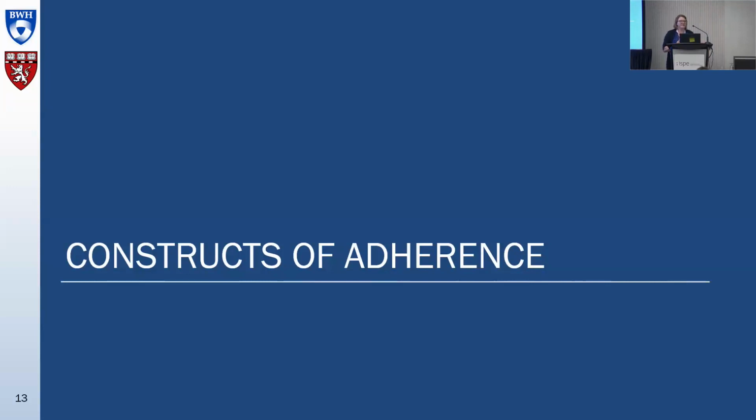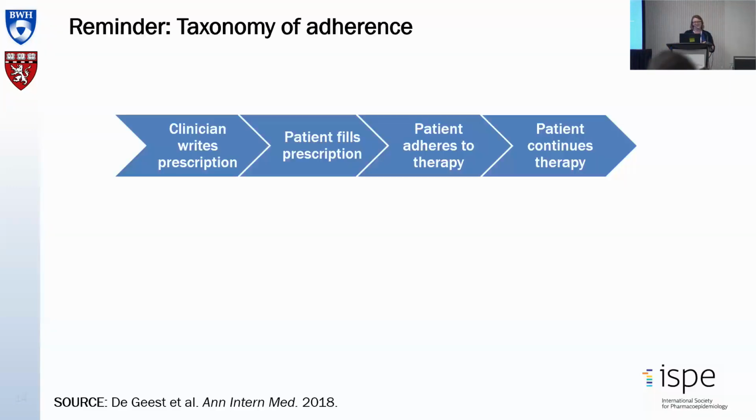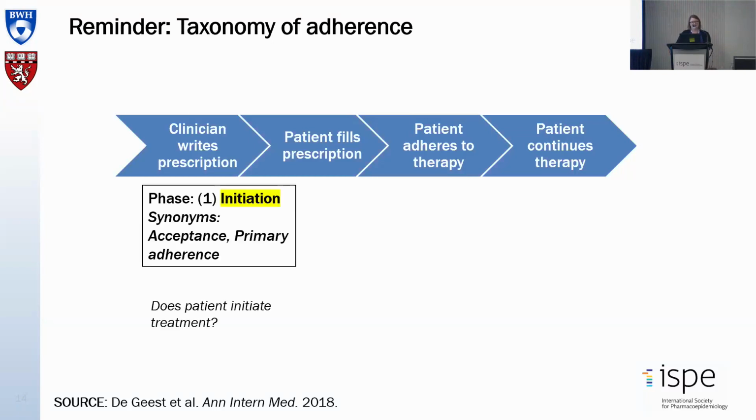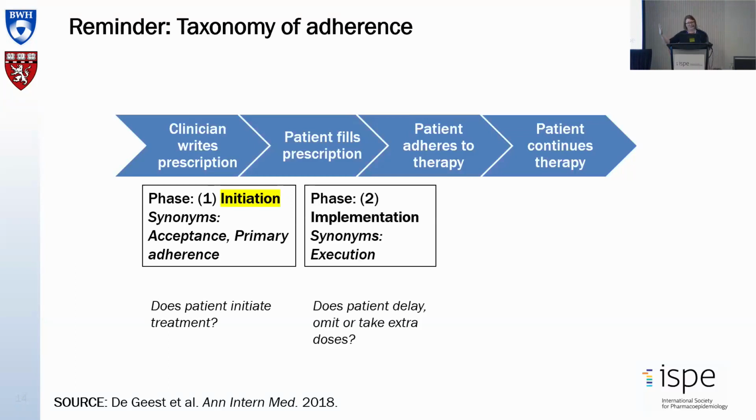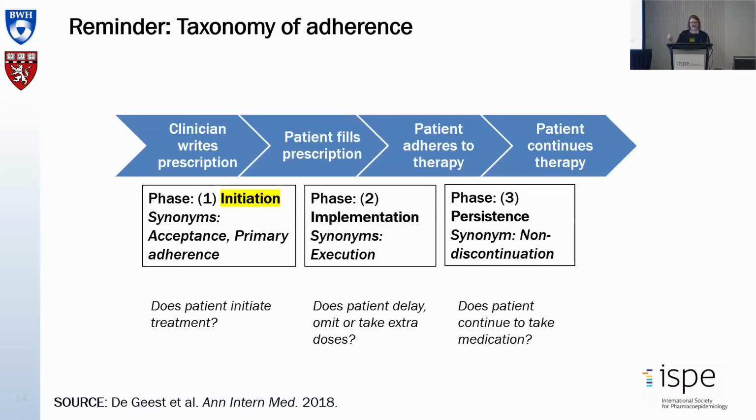Great questions. Okay. So how do we measure adherence? As a reminder, we have our taxonomy of adherence. Basically, in a perfect world, the clinician writes the prescription, the patient fills it, the patient continues to take it, et cetera. So our first phase is initiation, which is whether patients start the drug. Then we have our implementation phase, which Robert was getting at, which is, do they delay, omit, or take extra doses? We have our persistence phase, which is really about whether patients continue to take it or discontinue.